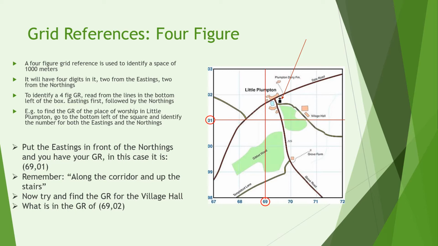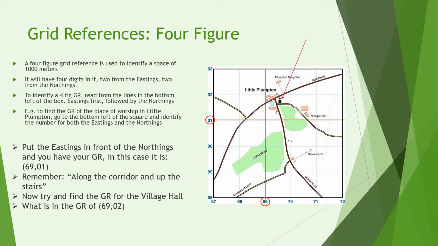So we're going to have a little practice at this. Try and find the 4-figure grid reference for the village hall on this map, and then try and find what is in the grid reference of 6902. Pause the video, work it out, and come back once you have the answers.